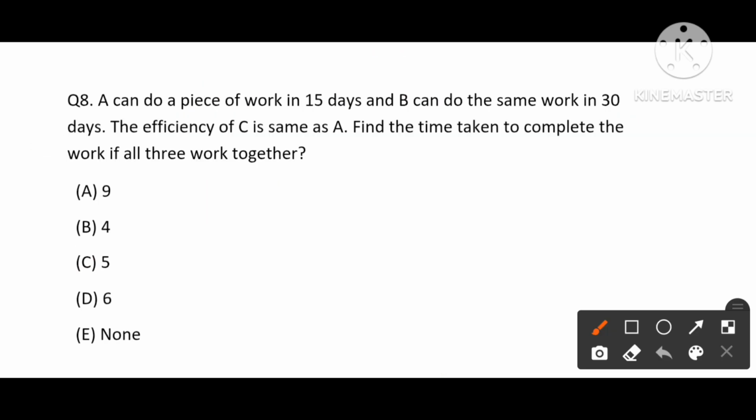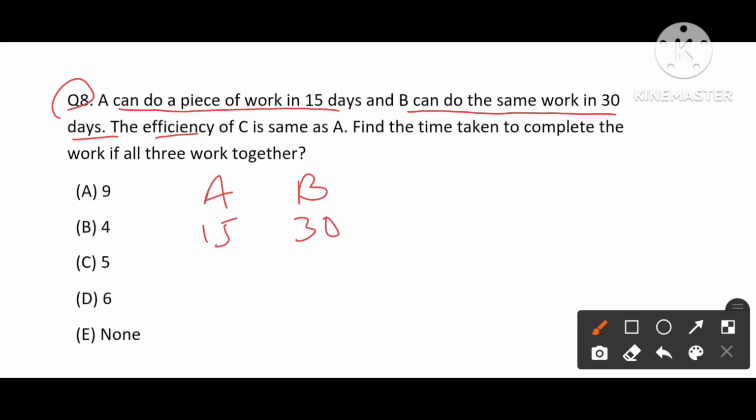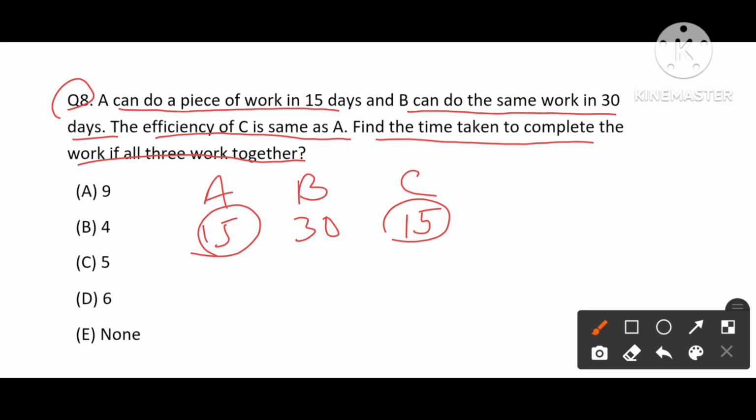Now we are going to see question number 8. A can do a piece of work in 15 days. B can do the same work in 30 days. So let's note them. A can complete in 15 days. B can complete in 30 days. And it says that the efficiency of C is the same as A. So same as A means C can also complete the same work in 15 days. Now it is saying to find the time taken to complete the work if all 3 work together.